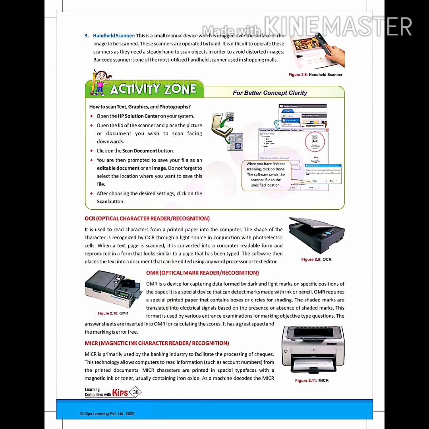MICR is primarily used by the banking industry to facilitate the processing of checks. This technology allows computers to read information such as account numbers from the printed documents.